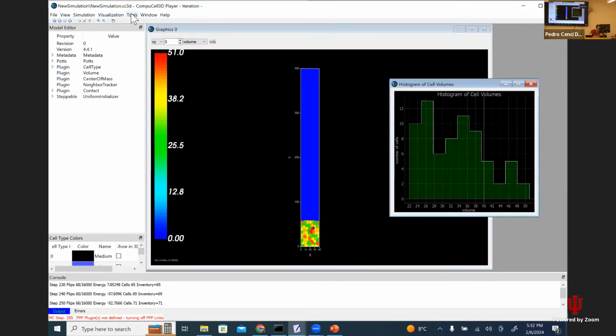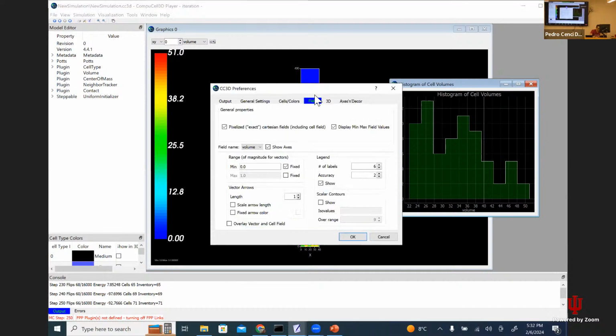Let me pause this. Are we going to see it stabilize? The volume? Eventually, yes, eventually we will. You can go here, Tools, Configuration. In the field, you can see that my minimum field value is fixed at 0, as you can see here at the bottom. And I unfixed the maximum value, so it can fluctuate to whatever is the maximum cell volume available in the simulation. In this case, it's 51.